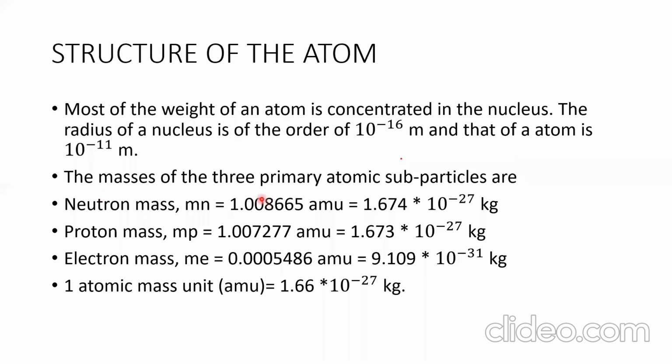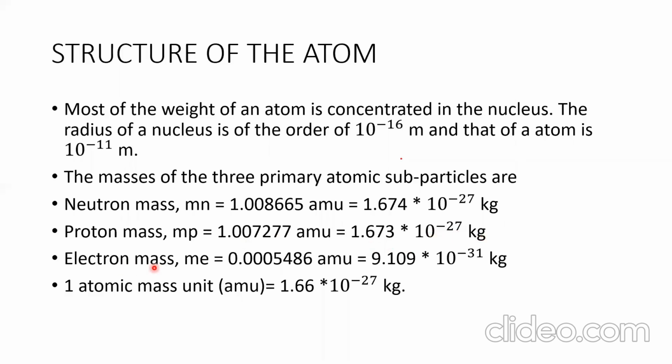The masses of the three primary atomic subparticles are as follows. The mass of the neutron is equal to 1.008665 AMU. AMU is nothing but the atomic mass unit, which is equal to 1.674 into 10 raised to minus 27 kilogram. Whereas the proton mass is equal to 1.007277 AMU, that is 1.673 into 10 raised to minus 27 kilogram.